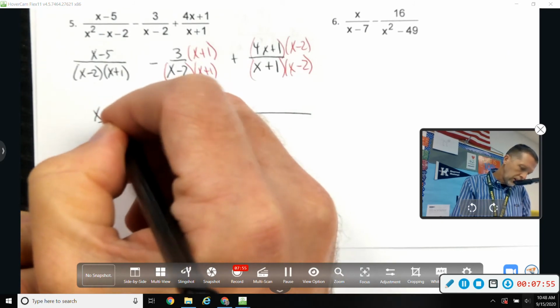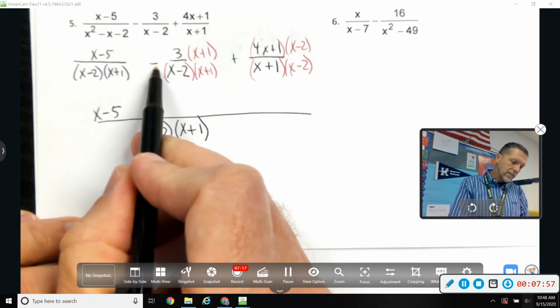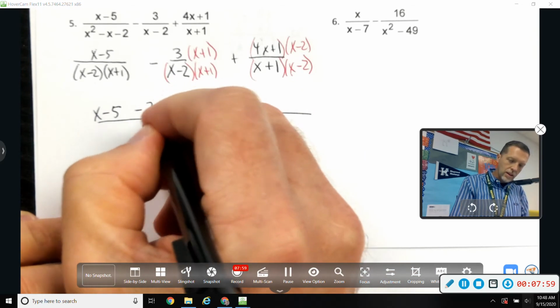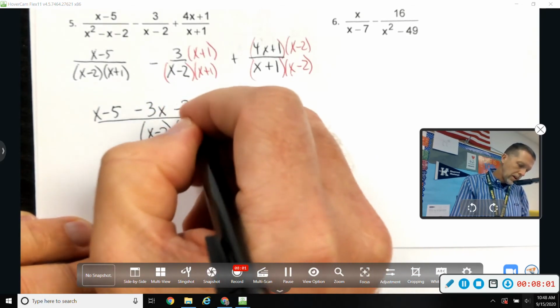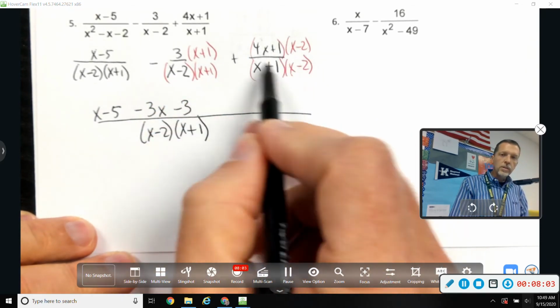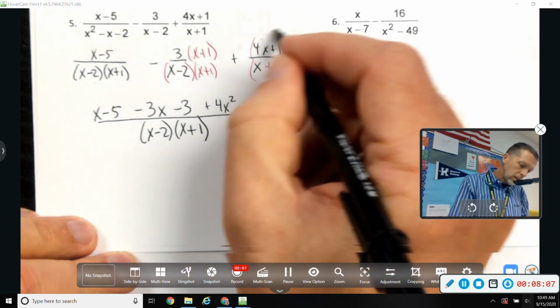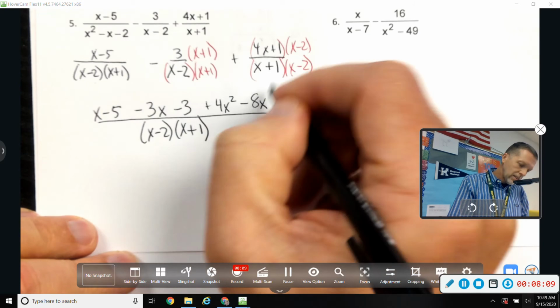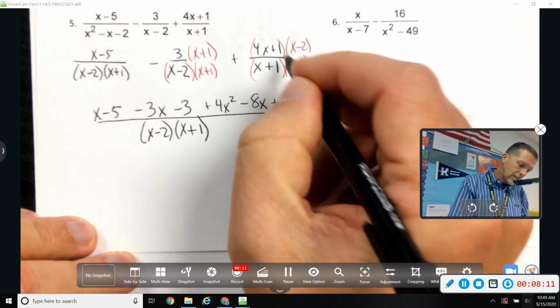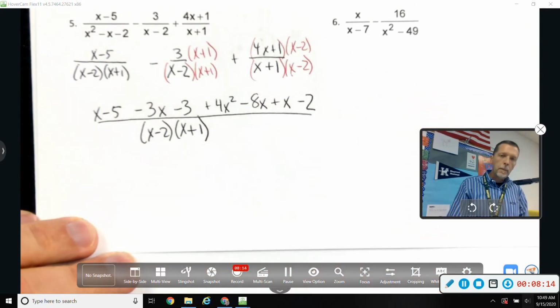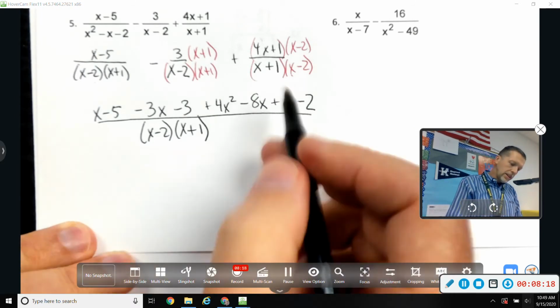So x minus 5. Here we go with the minus sign, so let's distribute the minus sign. Minus 3x minus 3. Over here we'll have to FOIL. So 4x squared minus 8x plus x minus 2. So the chunk of this problem is done. We still need to clean up the top though.